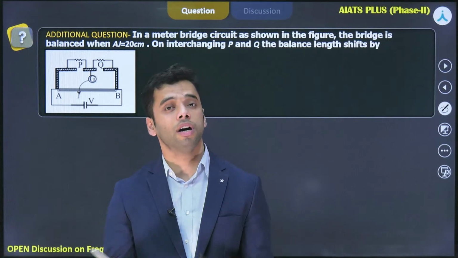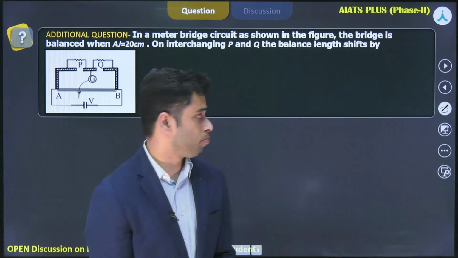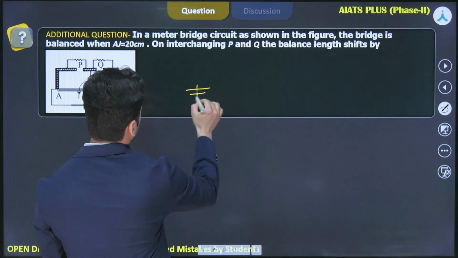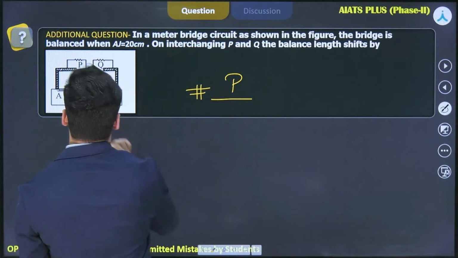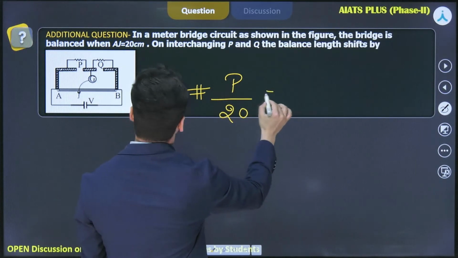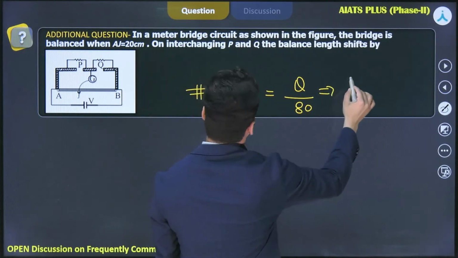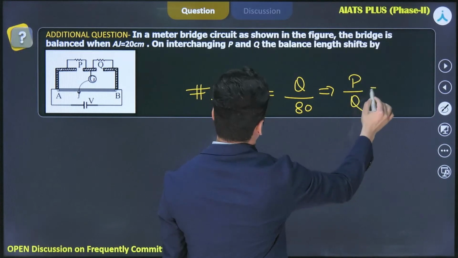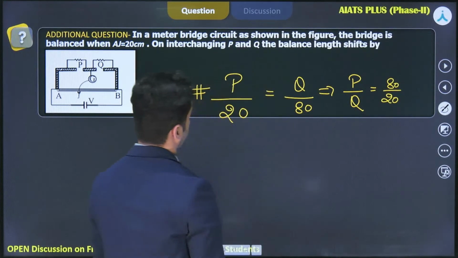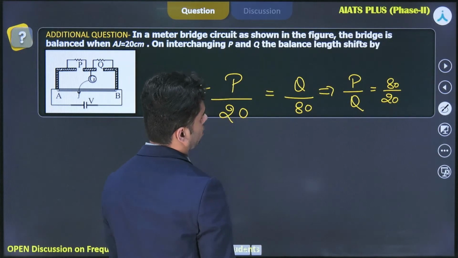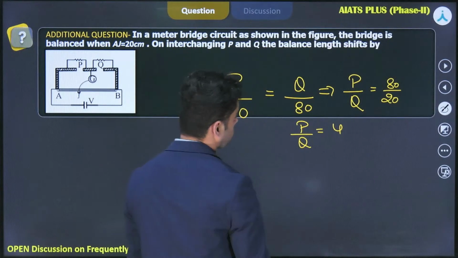Now you need to comment on what amount the balancing length will shift. So if I try to solve this, for the initial part, I can write that P by AJ, the value of AJ over A is 20. So P by 20 should be equal to Q by 80, right? So from here I can write that P by Q is equal to 80 by 20. So P by Q is equal to 4 by 1.